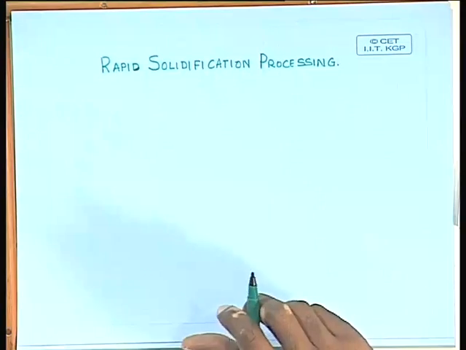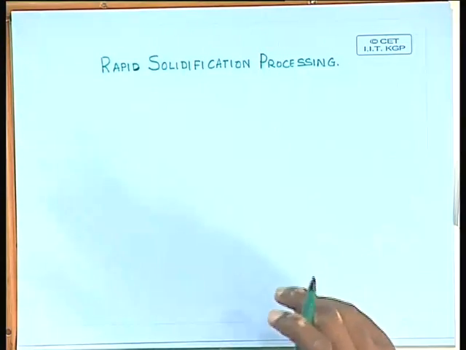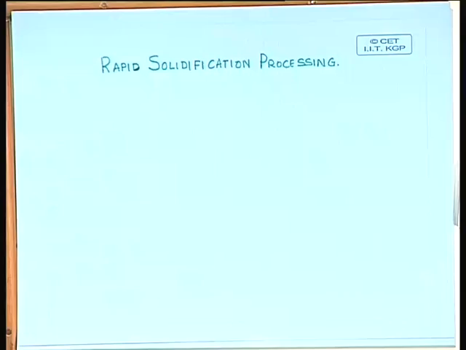We know solidification in metallurgy very well. So we take a liquid and allow the liquid to solidify very rapidly and try to see what kind of new microstructures, new type of materials that we can generate by this rapid solidification processing.